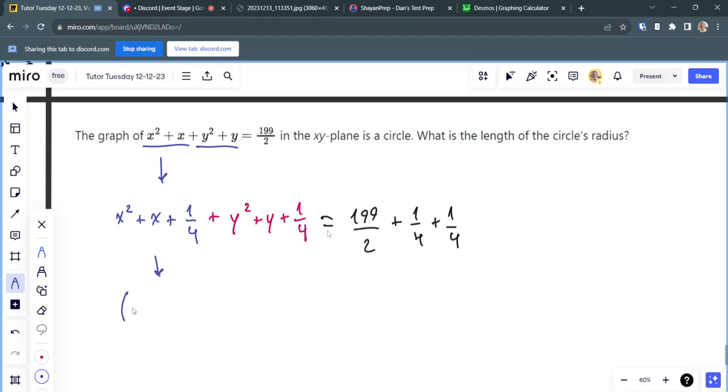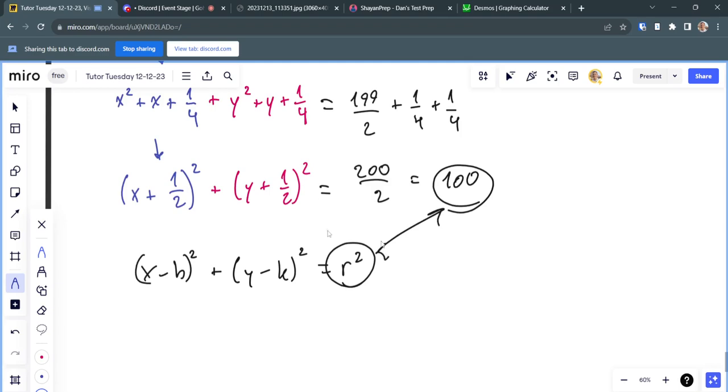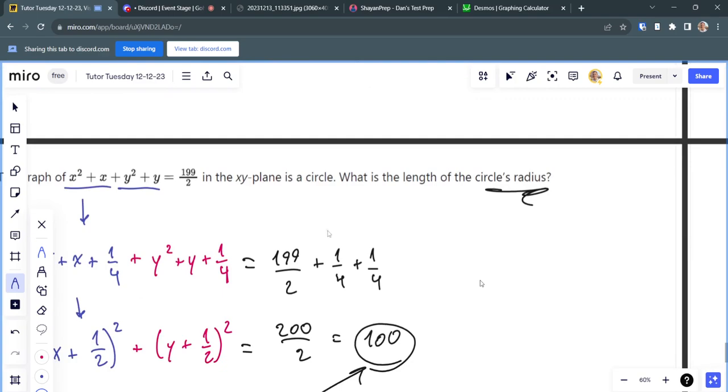Ultimately, what that lets me do is combine this as x plus 1/2 squared, y plus 1/2 squared, and then 199/2 plus 1/4 plus 1/4 is going to be 199/2 plus 1/2, which is 200/2, which is 100. Now the general form of a circle is going to be x minus h squared plus y minus k squared equals r squared, where r is the radius. So if we're trying to solve for the radius, we just need to take this equation, which gives us that r is equal to 10.